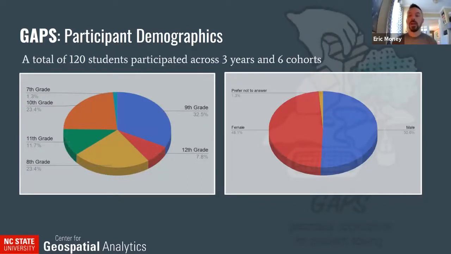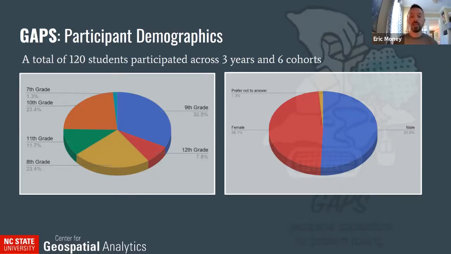And so in terms of who we were able to bring into the program, by the end of the 3-year period, like I said, we had 6 different cohorts, 20 students in each cohort. So for a total of 120 students, and some of the results that I'll be presenting over the next few slides will be based on a compilation of those students.